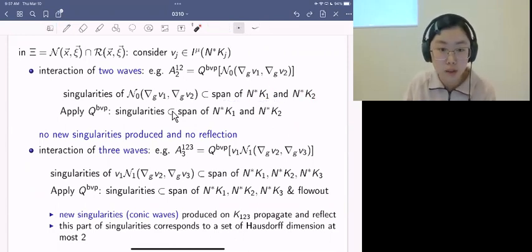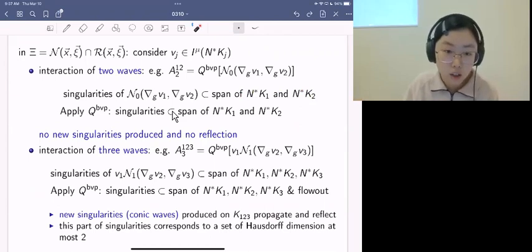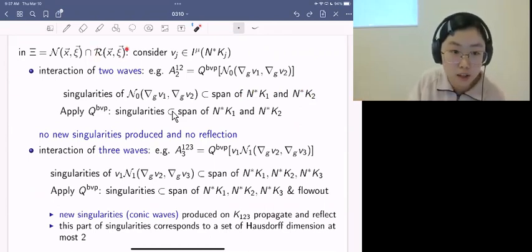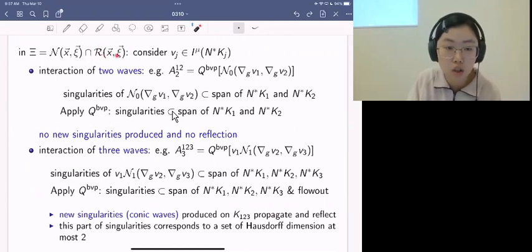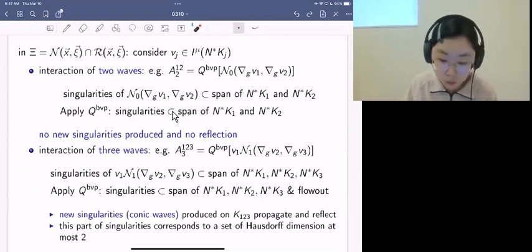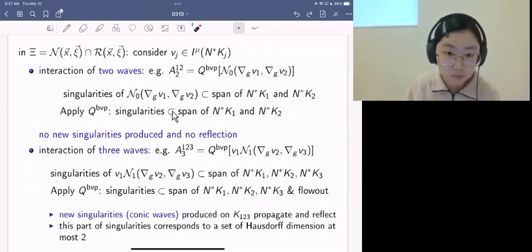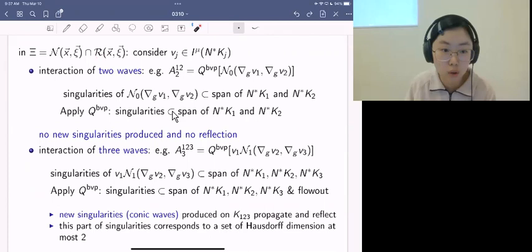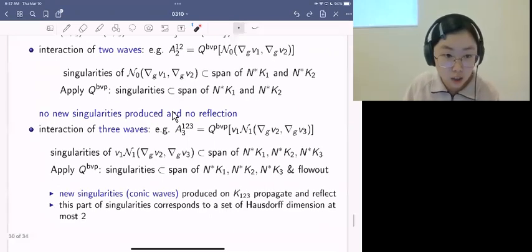And also we have the flow out under the broken bicharacteristics. But since we focus on the set R, which is a complement of the causal future of the first reflection point, we do not have the reflection part. So there are no new singularities produced by the interaction of two waves.